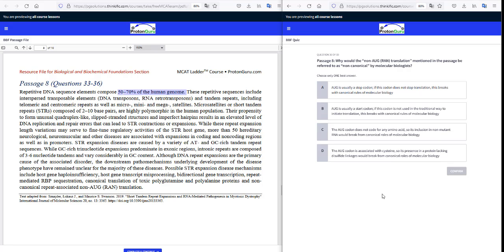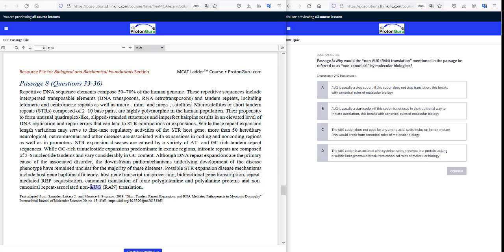One more question associated with passage 8. Why would the non-AUG RAN translation mentioned in the passage be referred to as non-canonical by molecular biologists? This is something mentioned right here at the very end of the passage. It refers to canonical translation of toxic polyglutamine and polyalanine proteins, and non-canonical repeat-associated non-AUG translation. Well, what does this mean? What are they referring to in this passage?